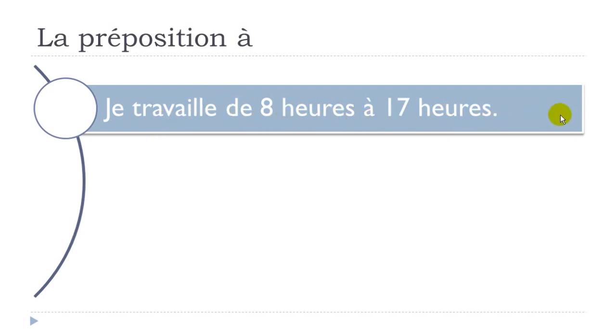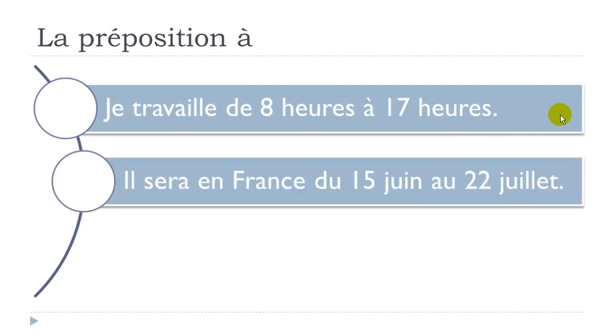Okay, so from to. Let's see another example now. Il sera, remember, sera, it's to be, but the future form. Il sera en France du 15 juin. Okay, so here you've got a date, and if you look carefully, you've got this du. So it does mean that normally you should put the article le 15 juin, and that's the reason why we've been combining the two, and it becomes du. Okay, we've been seeing that in a previous lesson, so if it's not clear, watch it.